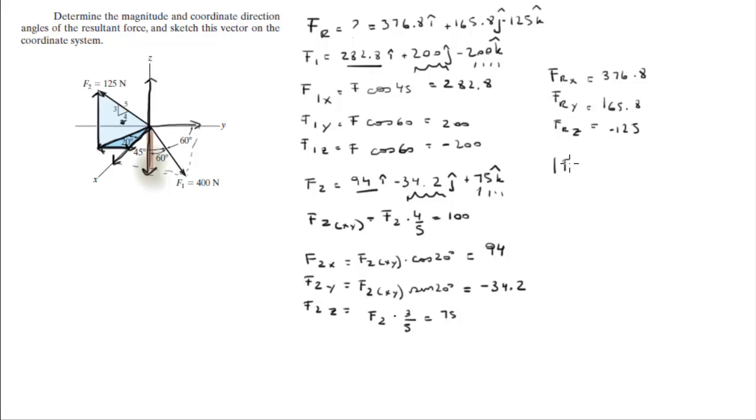Now to find the magnitude, you do the square root of the sum of the squared components, which are these three, apply them into here, and you're gonna get that F_R is equal to 430.2.